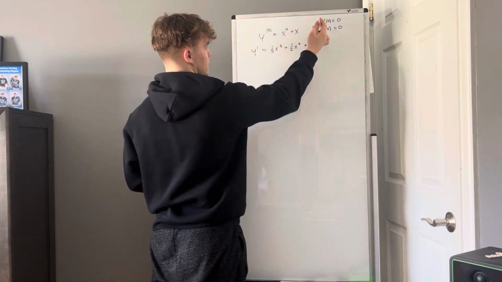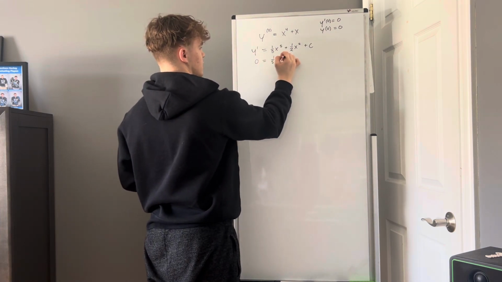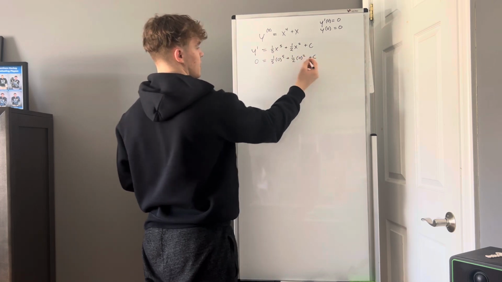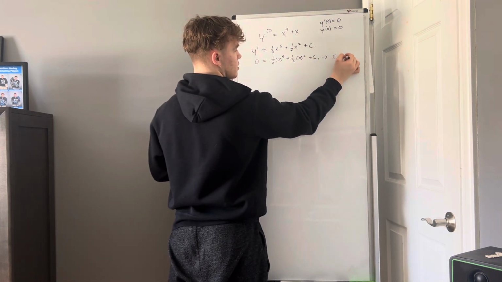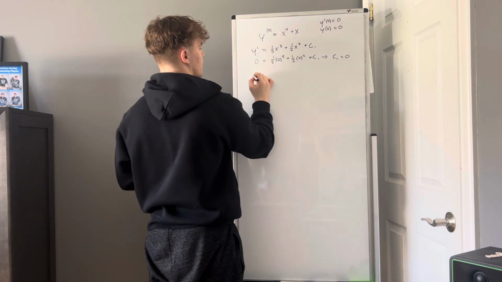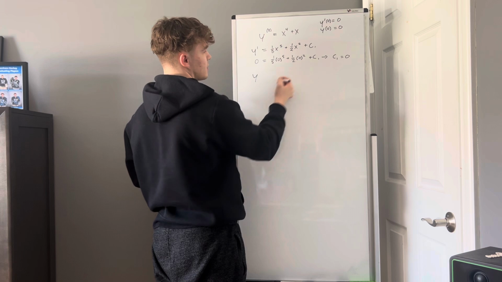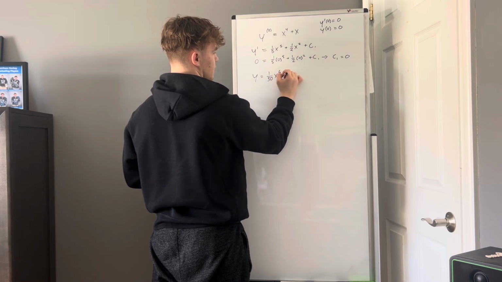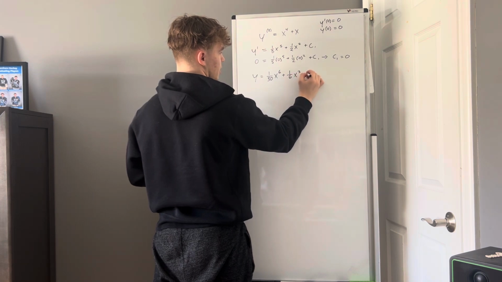And now let's use our initial condition. We have 0 equals 1 over 5 times 0 to the 5, plus 1 over 2 times 0 to the 2, plus c, and so we can see from here that, and we're going to call this c1, sorry, c1 equals 0. Okay. And then we can also find our y by integrating both sides of this with respect to x. We're going to get 1 over 30 x to the 6 plus 1 over 6 x to the 3 plus c2.